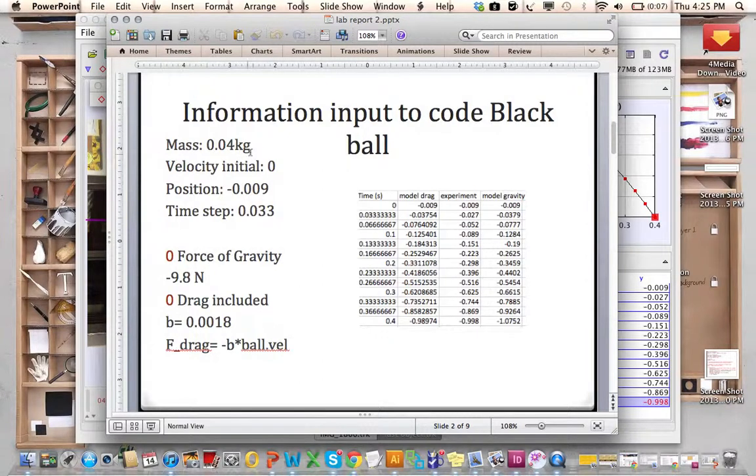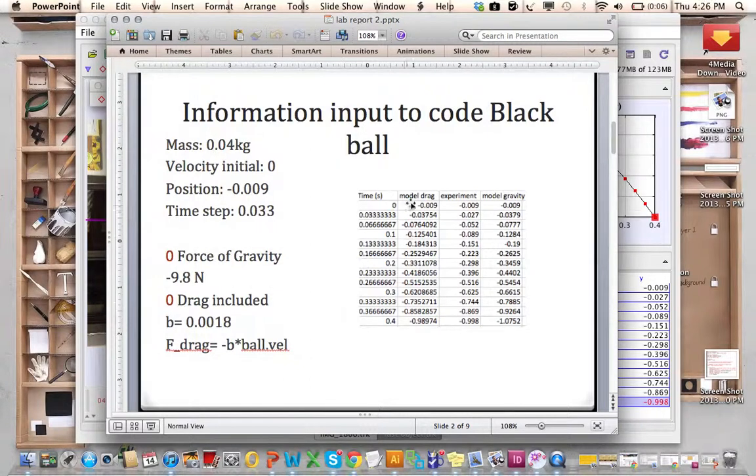Then we input all the mass, the initial velocity, the position in which it started, and the time step in Python. Also the force of gravity and the drag included. In this case, the constant of drag was 0.018, and the force of drag was the negative b, which is a constant times the velocity of the ball.